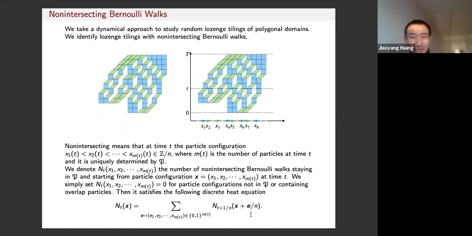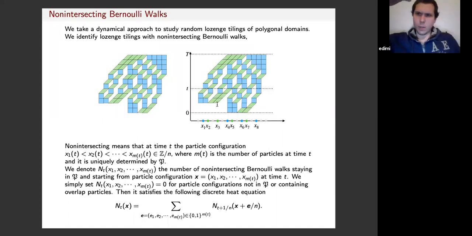It's still the same, because at any one time slice, like at this time slice, it corresponds to a particle configuration. You can think of it as a 4-particle configuration. You can also think of it as an 8-particle configuration. They are equivalent, because the particles added, those 4 particles added, only depend on the domain P. It's prefixed. It's independent of the non-intersecting Bernoulli random walk.